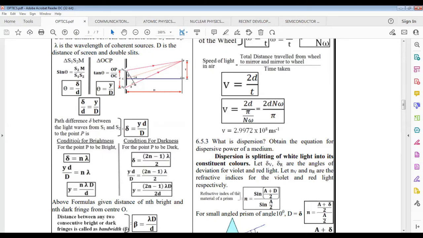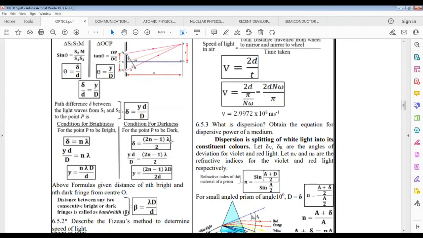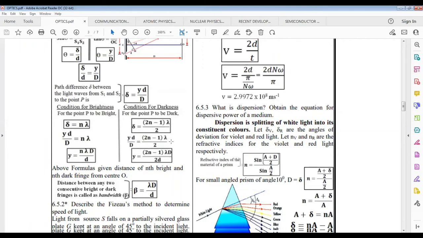So from this you can express the value of y. The y value is the distance of the bright fringe or dark fringe from the center. This formula gives the distance of the nth bright fringe as well as the nth dark fringe. The distance between any two consecutive bright or dark fringes is expressed as beta. This beta is called fringe width or bandwidth. So beta is equal to lambda D by d.